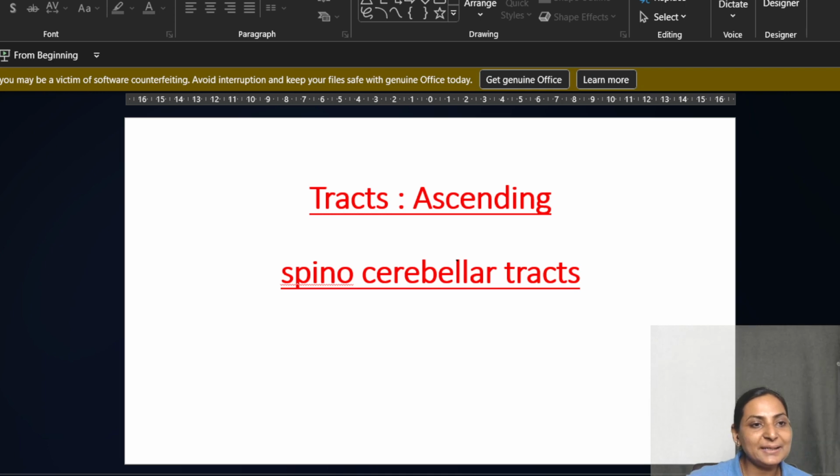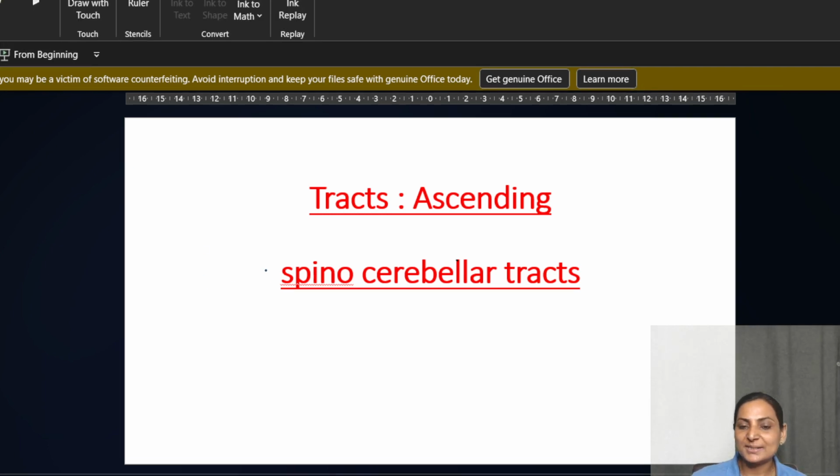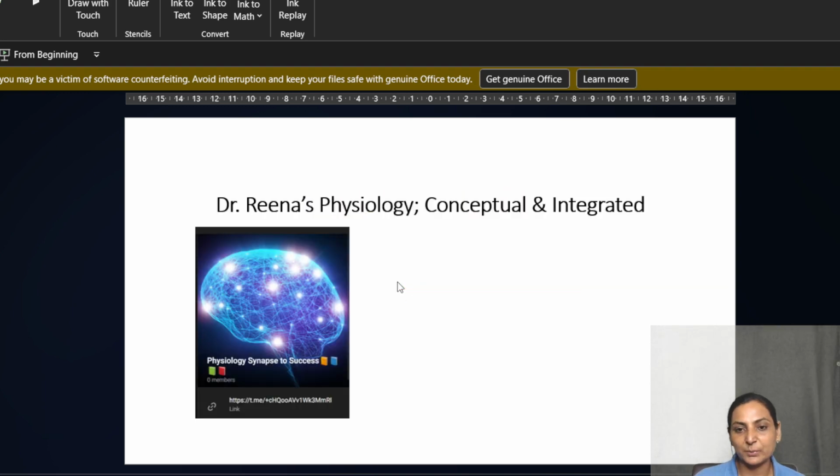As you know that I am taking tracts, so this is going to be the session where we will deal with spinocerebellar tracts. Okay, again ascending pathway.